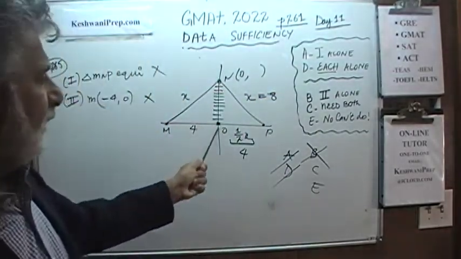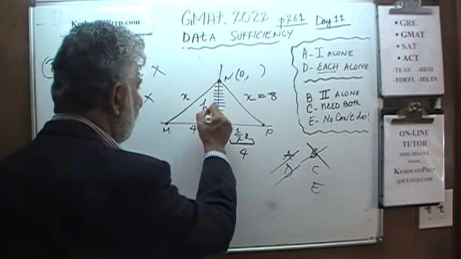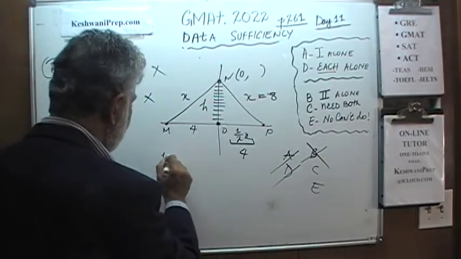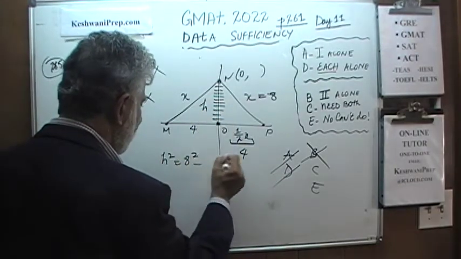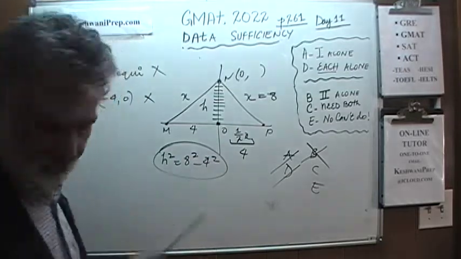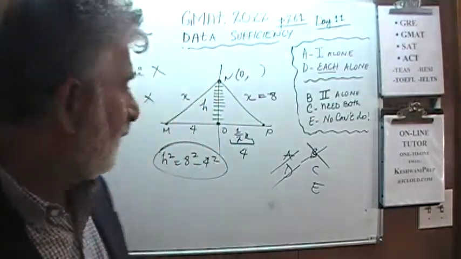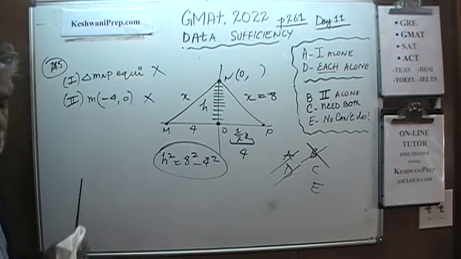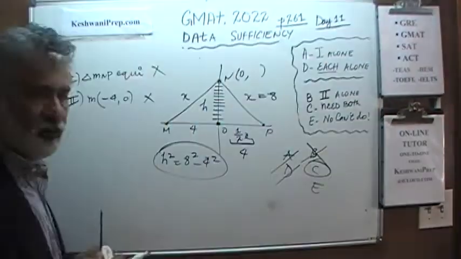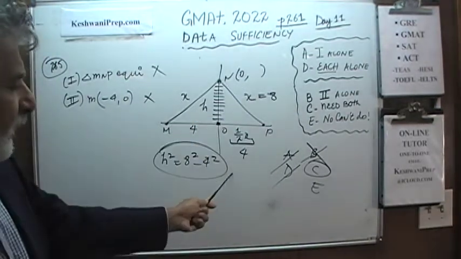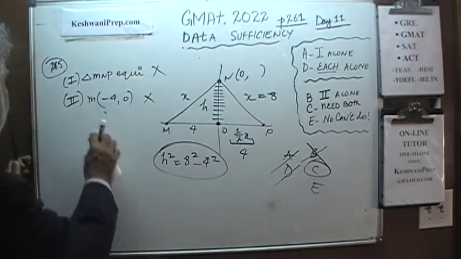We can figure out the height. The height here, let's call it h, you can very easily figure out. Height squared is going to be simply 8 squared minus 4 squared. Again, we don't have to actually do it. You understand? Simple application of Pythagorean theorem does the job, which means that putting the two statements together enables us to answer the question, what are the coordinates of point N? We can figure it out. The answer is C.